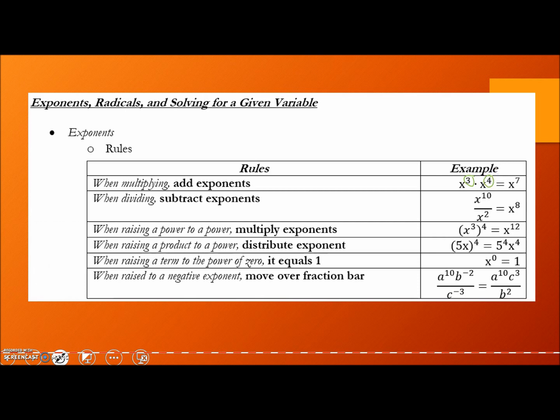They do need to have the same base, so since they both have x as the base, it's fine to add it and make x to the 7th. When dividing, you want to subtract the exponents. So if x to the 10th over x squared, I subtract 10 minus 2 and I get 8.